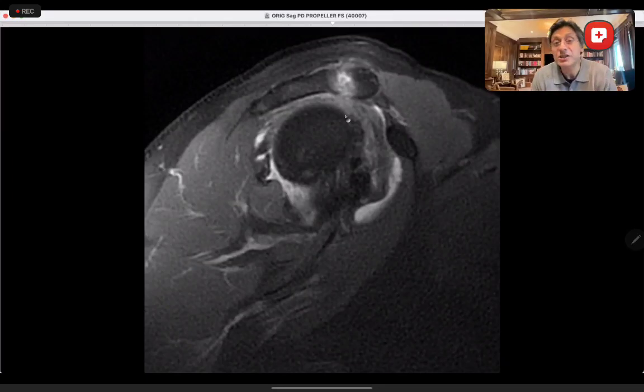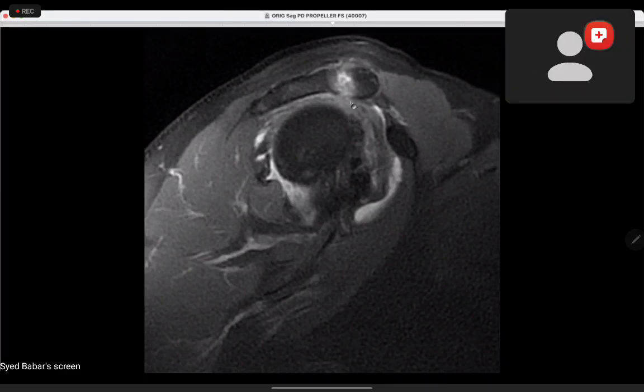Of course, it can predispose to wear and tear if you've got a downward pointing spur, but you can have a tear without abnormal morphology of the acromion. Do you get it? Yes, sir. Yes.